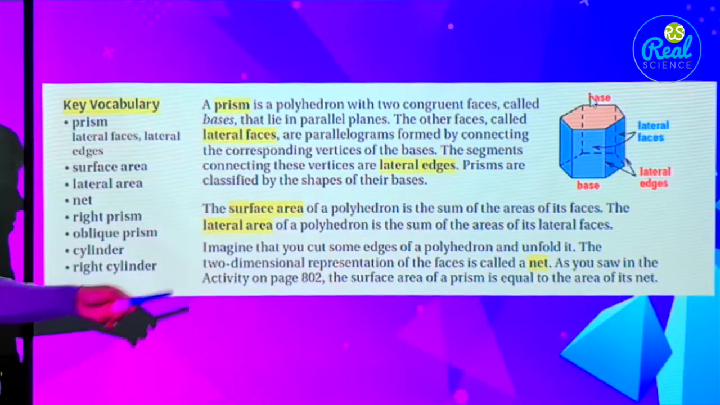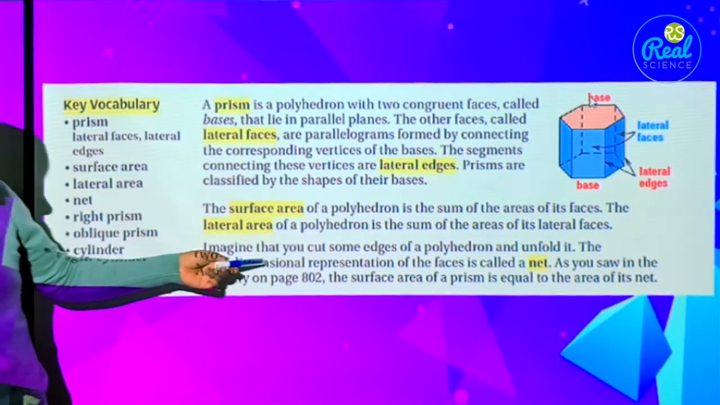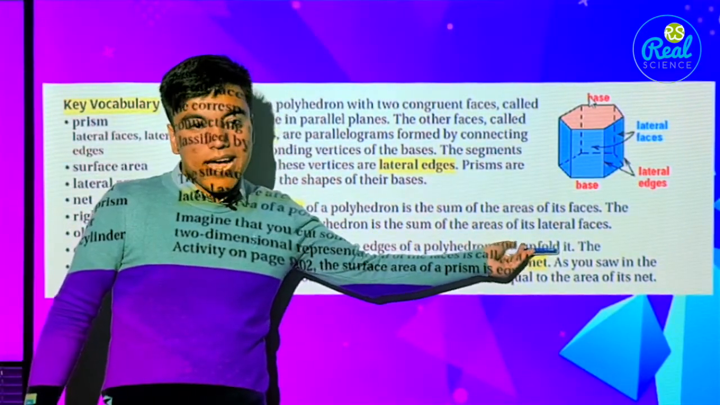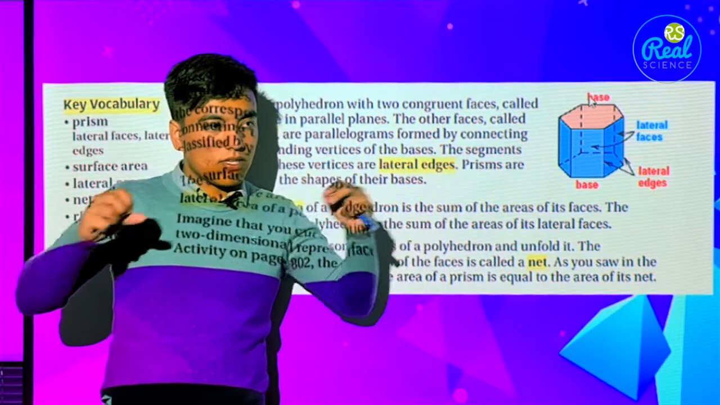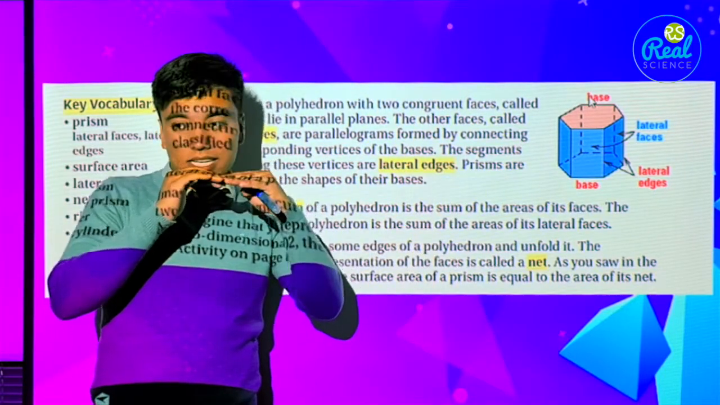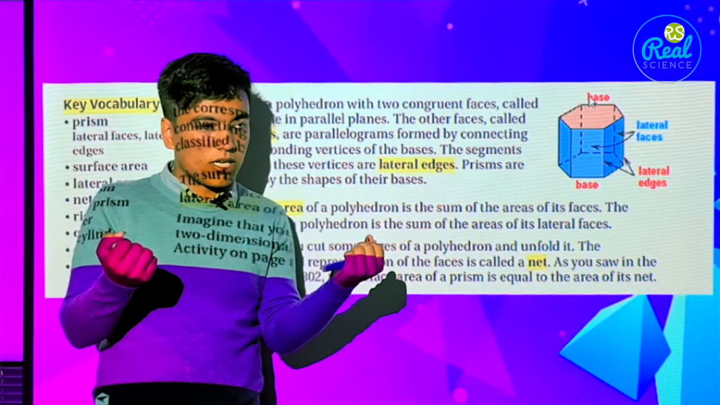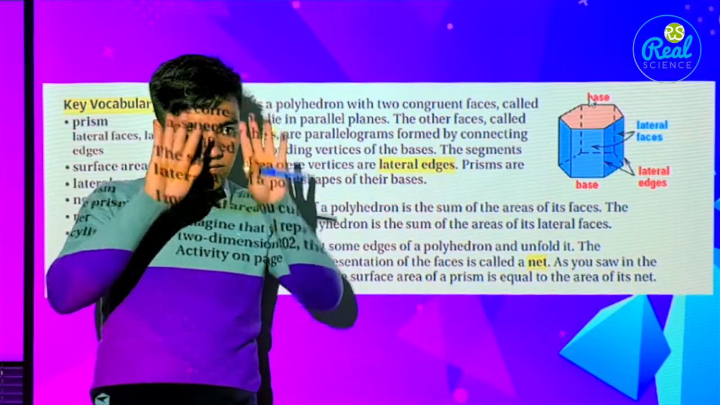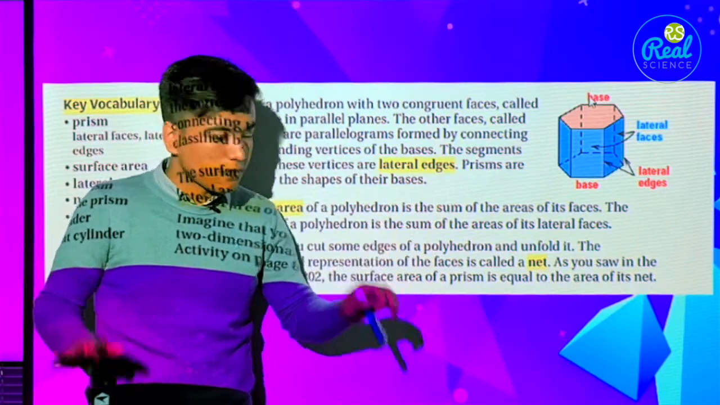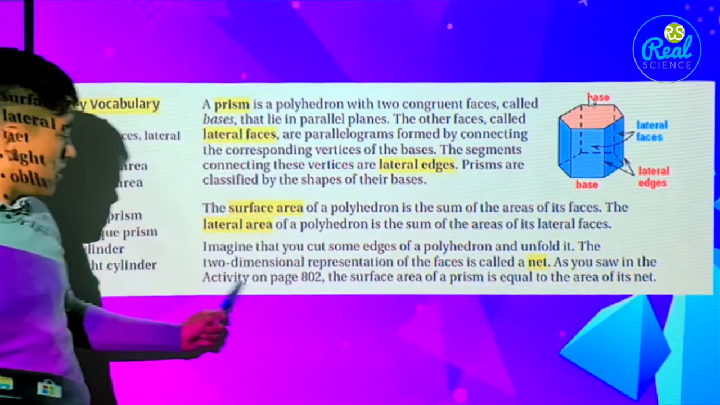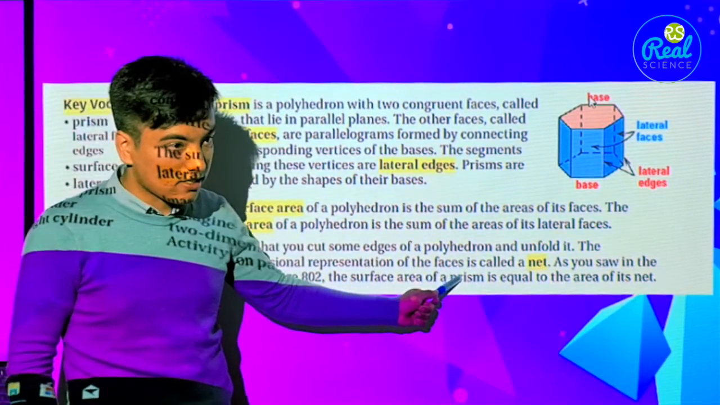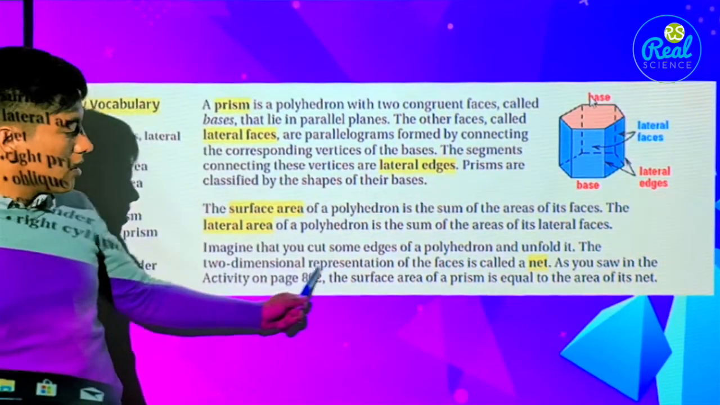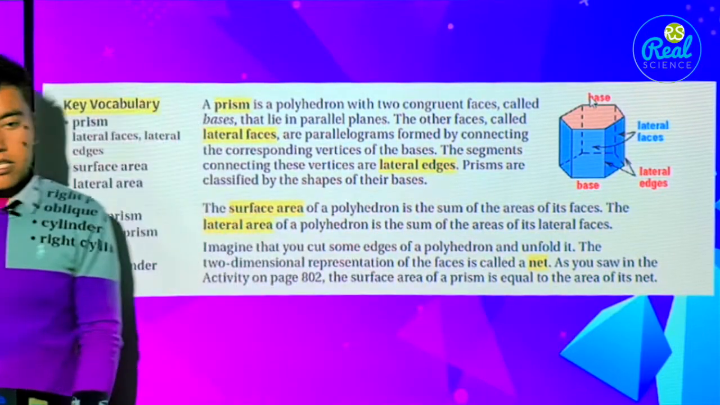Okay? That's it. Imagine that you cut some edges of a polyhedron and fold it. Unfolding, especially this word. Unfold means expanding. For example, we have a kind of Rubik's cube, and if you open this one, we're going to have how many sides? Six faces, yeah? 6 squares we will have. And that's actually the two-dimensional representation of faces. As I said, 2D. The two-dimensional representation of the faces is called a net.